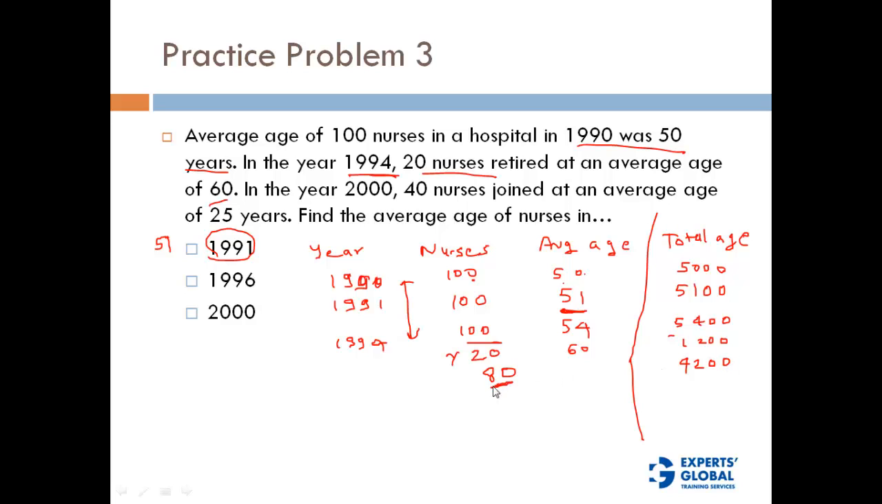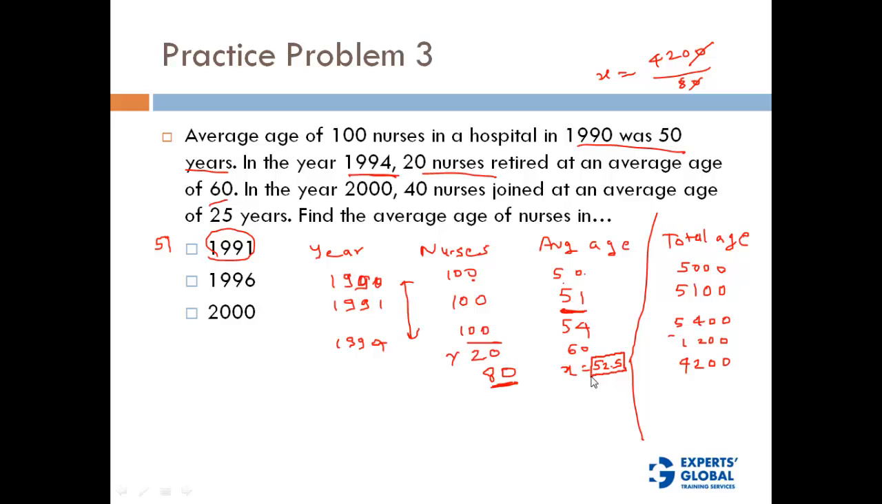So these 80 nurses have X as average age, and their sum of ages is 4200. That means X is going to be equal to 4200 divided by 80, correct? So it comes out to be 52.5.